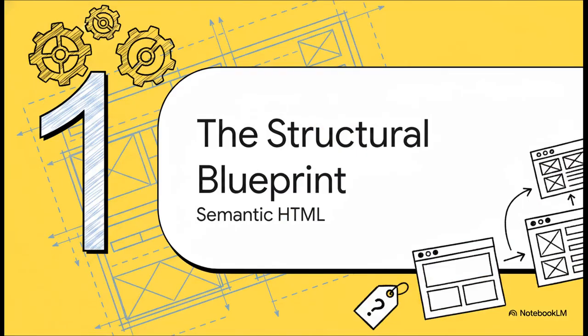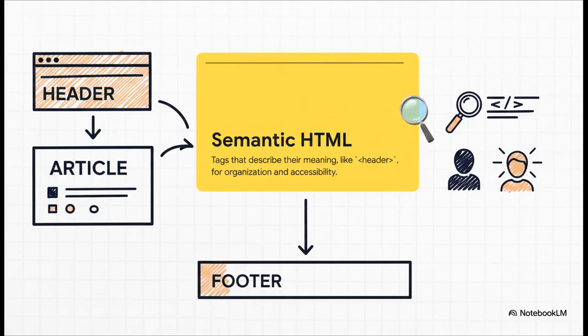Okay, so our very first building block is the blueprint. For any website, that means starting with a special language called semantic HTML. This is what creates a strong, logical foundation for everything else we're about to add on top. Now, these tags are way more than just containers. They're like descriptive labels. A header tag tells the browser, hey, this is the banner at the top. An article says, this is a self-contained piece of content. This kind of organization is absolutely crucial.